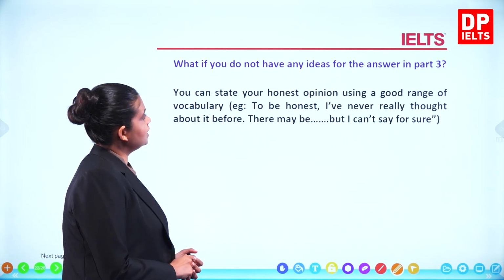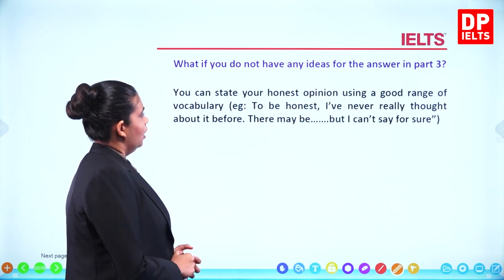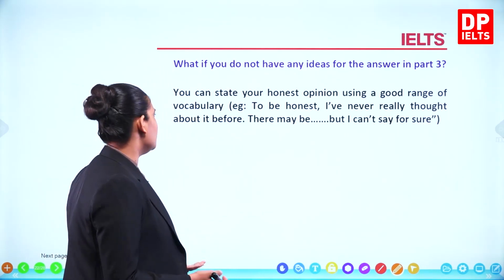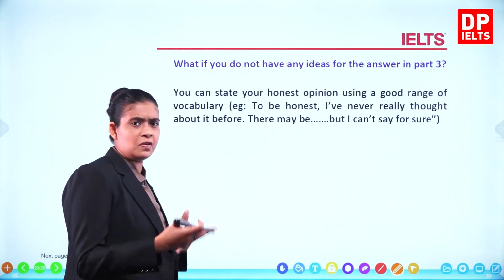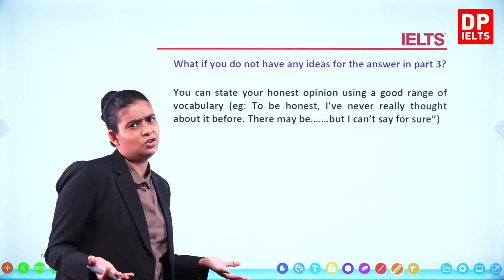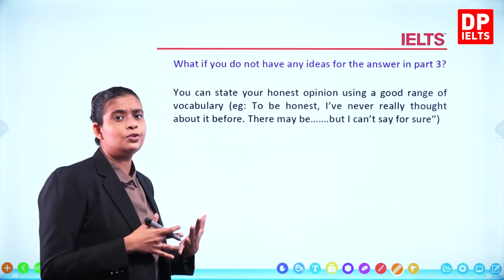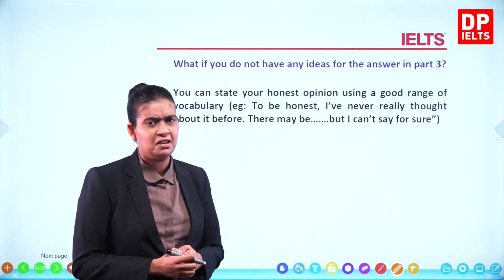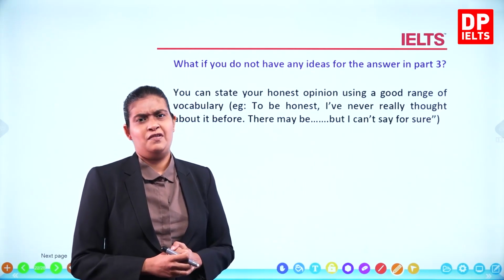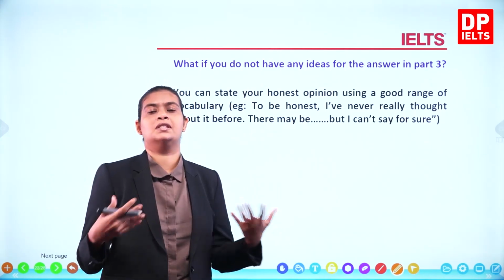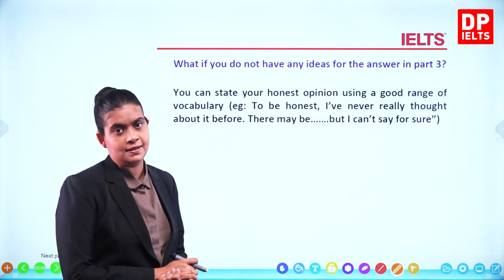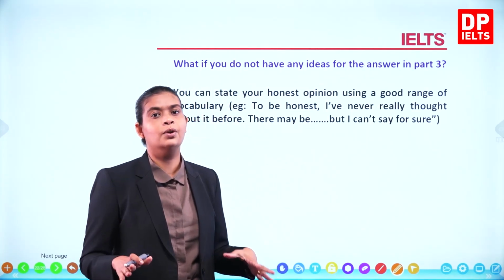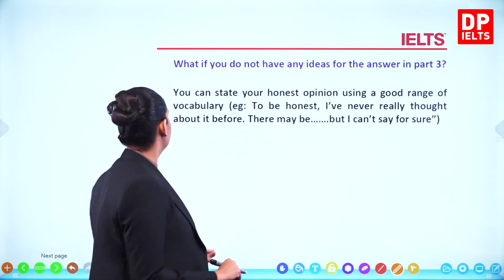What if you do not have any ideas? Well, you can bring out your honest view and say, to be honest, I've never really thought about it before, but maybe there could be things like this and this and this, but I'm really not sure, right? As I told you, you don't have to be honest. You can tell the examiner, well, that's not really my topic or area that I know about, but this is what I feel and these are some of the probable answers. So you could say that, but don't wait without answering it because that's going to give you a low score. Okay?